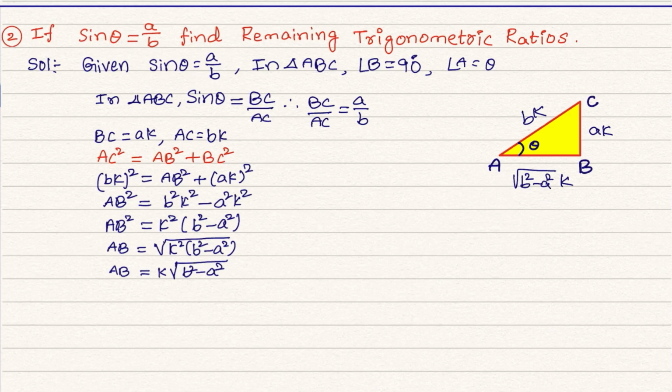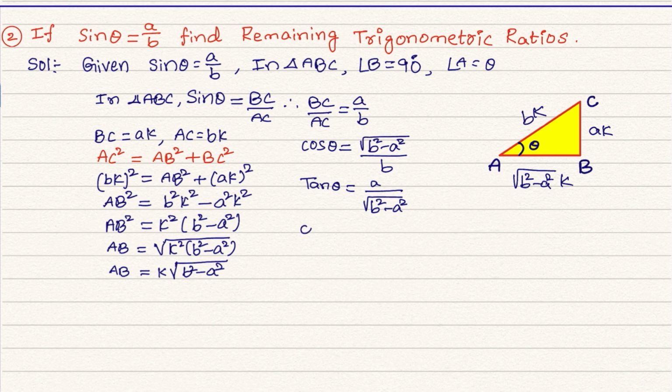Now suppose we want all the remaining trigonometric ratios. First, if you want to find cos theta, it is adjacent side by hypotenuse, that is AB by AC. So it is root of b square minus a square by b. Here K will be cancelled. It will be just root of b square minus a square by b. After that we want tan theta. Tan theta is opposite side by adjacent side. That is a by root of b square minus a square.